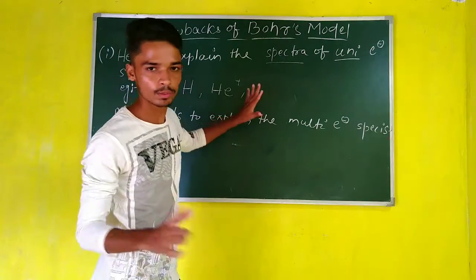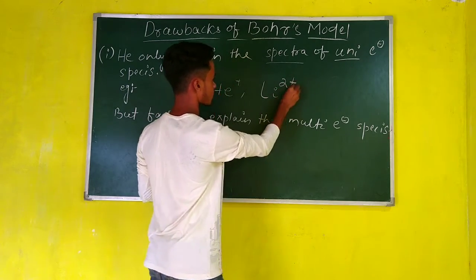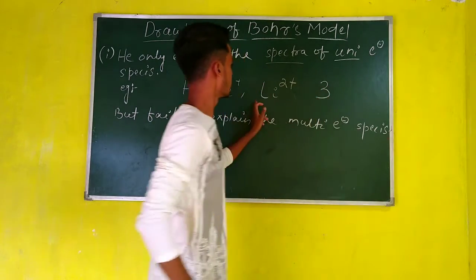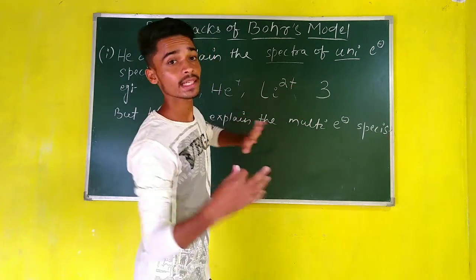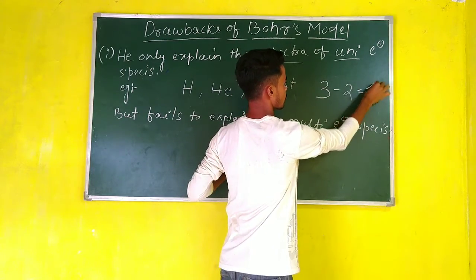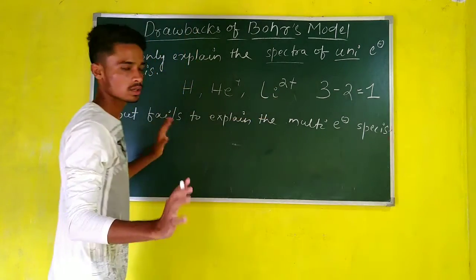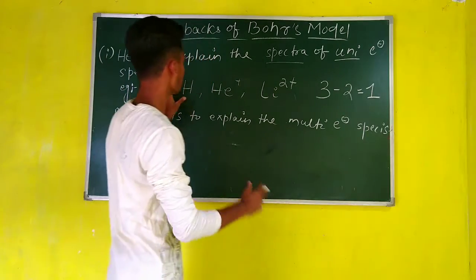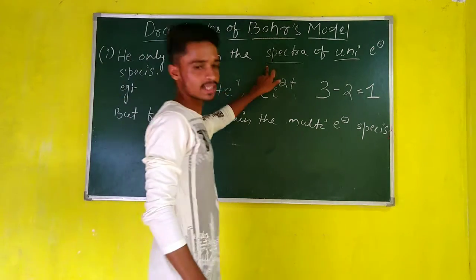Students, then comes Li 2 plus. Students, a lithium atom contains 3 electrons. Li 2 plus means lithium donates 2 electrons to another atom. Then 1 electron is present in the lithium atom. So Li 2 plus also follows the hydrogen atom's rule. So in Li 2 plus, Bohr explained the spectra.